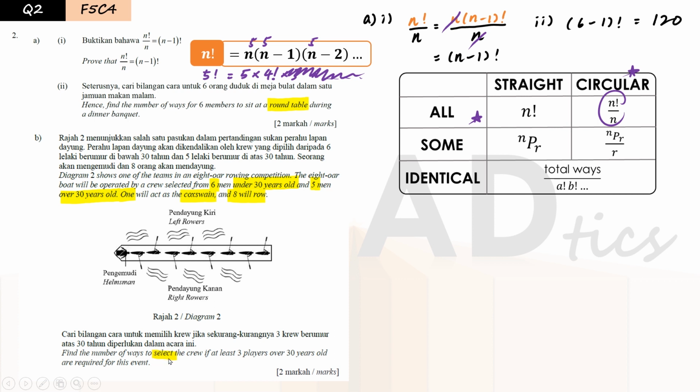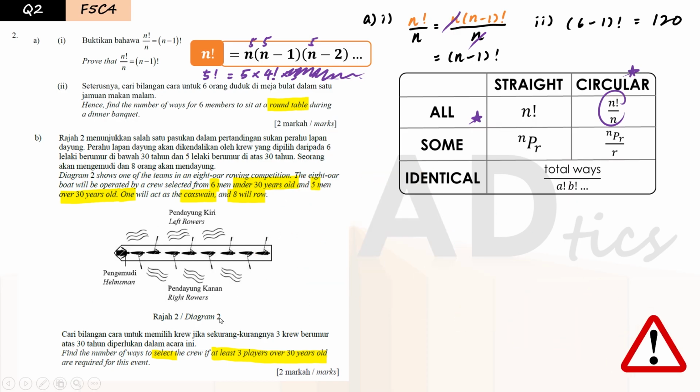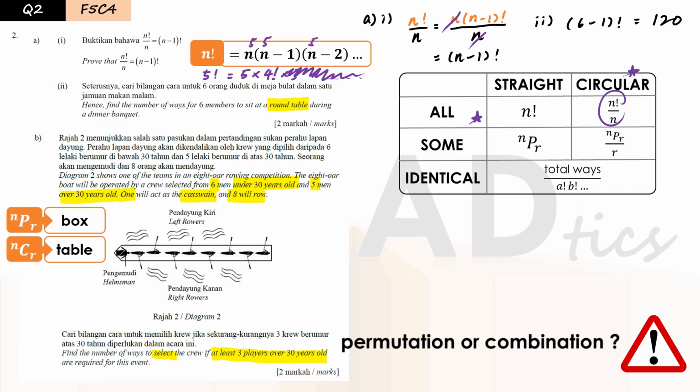the crew by satisfying this condition, which is at least 3 players must be over 30 years old. Alright, so to solve this kind of questions, the first question that we need to ask ourselves, and it's a very important question, is, does this question belong to a permutation question or a combination question?